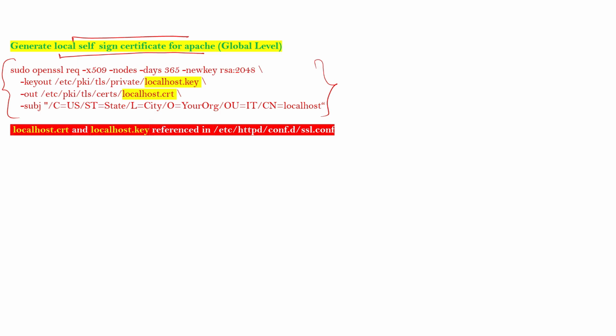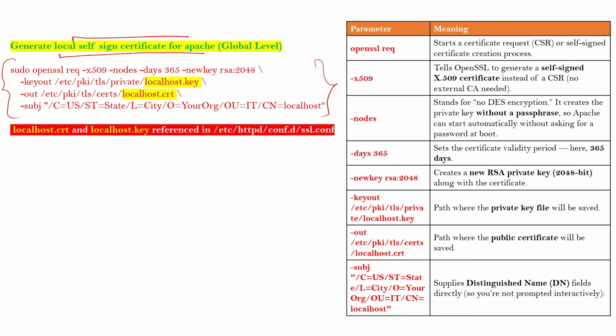So we have multiple parameters passed here. Let me explain what the meaning of all these parameters is quickly. The first is openssl and then req, which starts a certificate signing request creation. So that means this openssl req initiates the creation of the self-signed certificate. And then we pass the argument -x509. When we give -x509, that means we are going to configure a self-signed certificate.